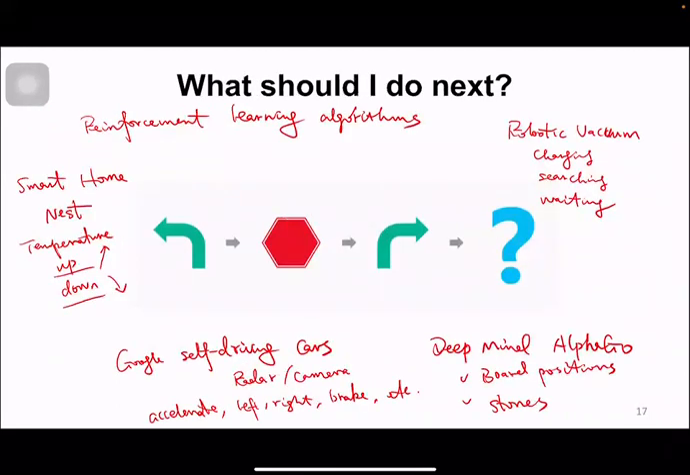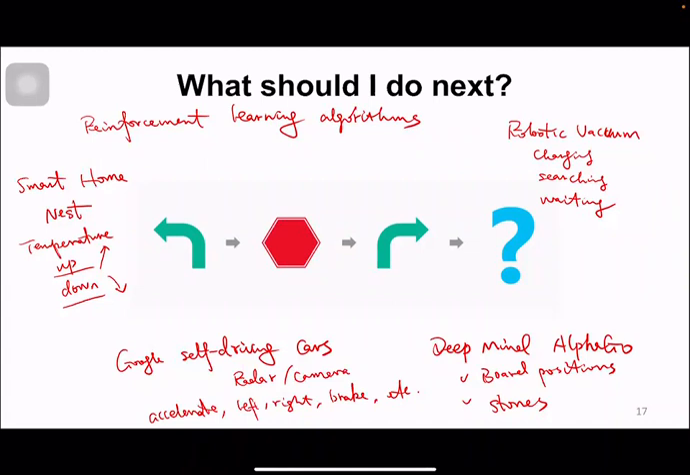The next one is: what should I do next? Because you can predict this and that, but what should you do next? This is in the category of reinforcement learning. Based on the temperature in the house and the smart home device, Nest can adjust up and down. And in autonomous car driving, you can turn left, right, or stop. So which one should you do? You need radar, camera, and all kinds of data so that it can help you accelerate, turn left, right, or brake, different kinds of actions.